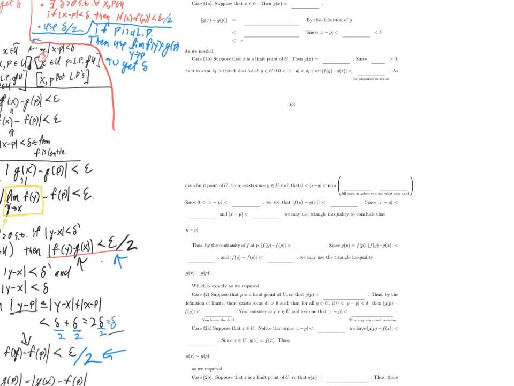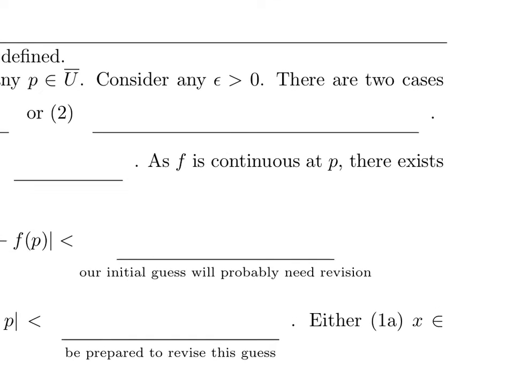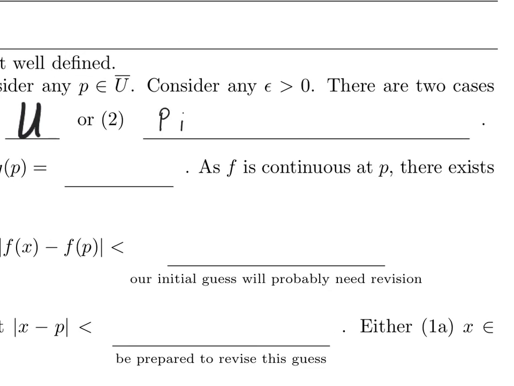Nice. So now let's put pen to paper and actually do it. So there are two cases. Either p is in U, or p is a limit point of U. And maybe for emphasis, if p is in U, we're already done. So we may as well assume here that p is also not in U.